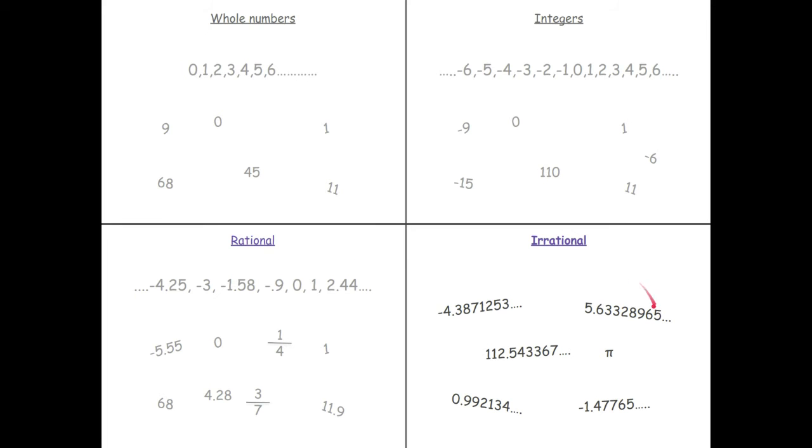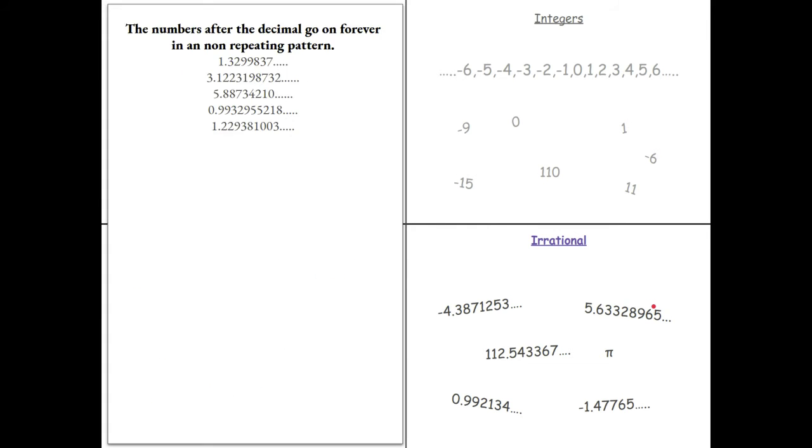Now we have irrational numbers, and they're going to be the opposite of rational numbers. Irrational numbers, the numbers after the decimal go on and on and on forever in a non-repeating pattern. So you see the numbers after the decimal do not stop. They go on forever in a non-repeating pattern. So there's no pattern to these numbers afterwards. Therefore, they're called an irrational number.